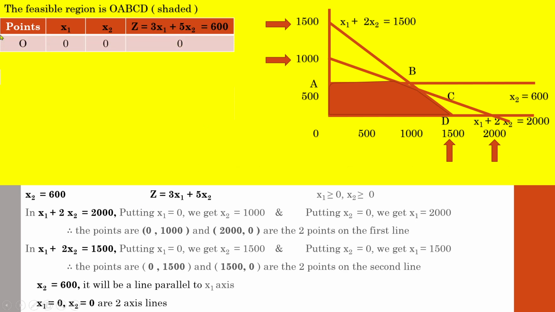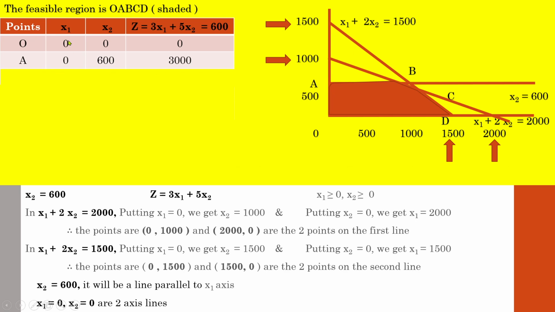First one, at point O, otherwise known as 0, definitely the x1 value will be 0 and the x2 value will be 0. The value is 0. At point A, x will be 0 because it is a point on the y-axis. So x1 is 0, x2 is 600. We have already identified that it is the point 600.